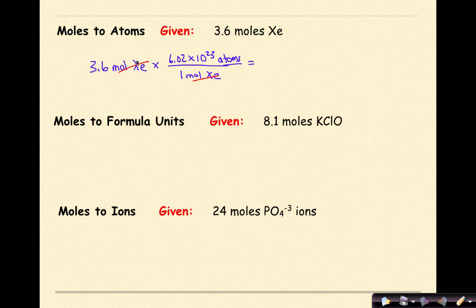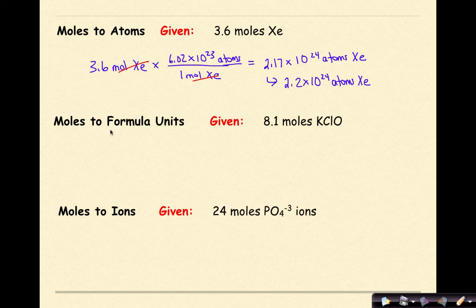So if I do 3.6 times 6.02 times 10 to the 23rd, my answer will be 2.17 times 10 to the 24th atoms of Xe. But that's not to the correct number of significant figures because I have 3.6 at the beginning. That's 2 significant figures. So the final answer here to the correct number of significant figures should really be 2.2 times 10 to the 24th atoms of Xe. Let's look at the next one.